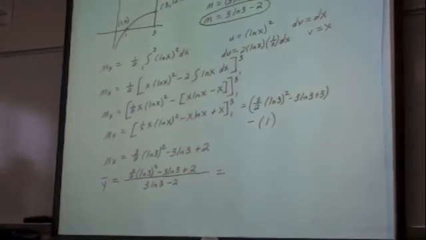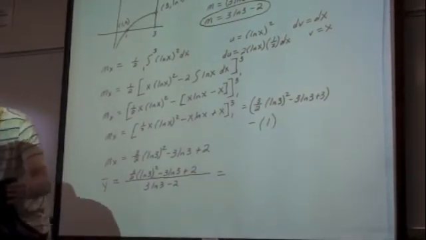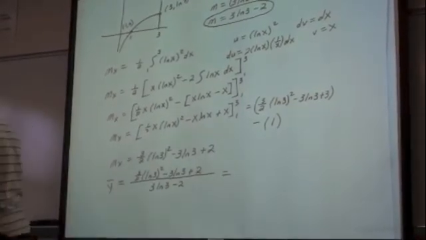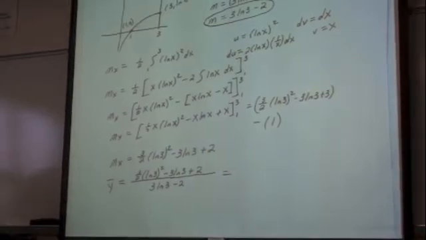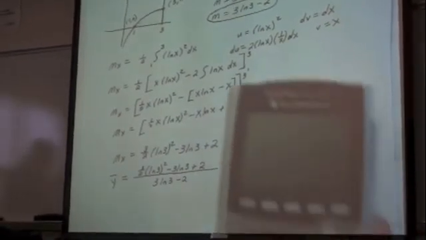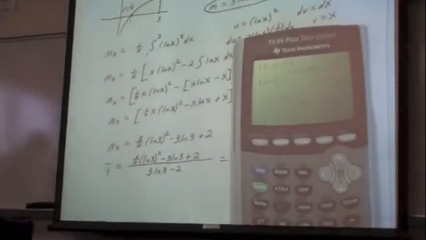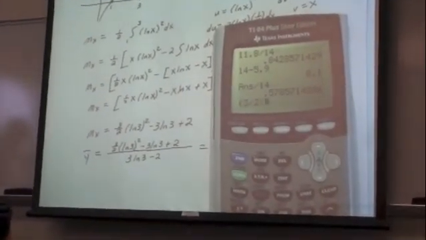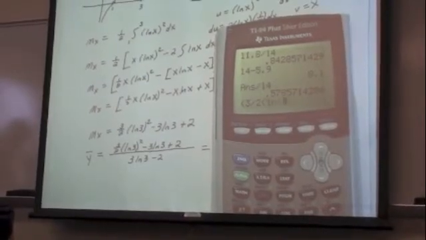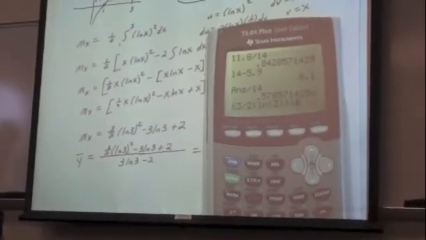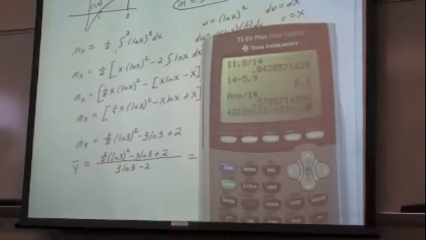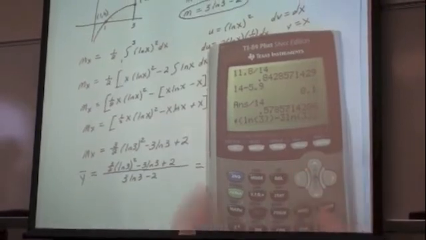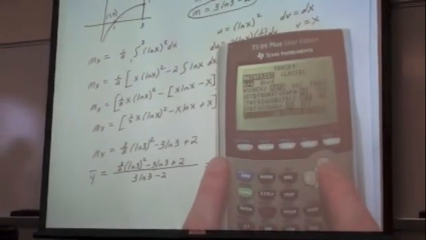So I need to enter this into the calculators. So I'll say 3 over 2. Natural log of 3. Got square. Thank you. And actually, I'm going to turn off that new mode. It's bugging me.